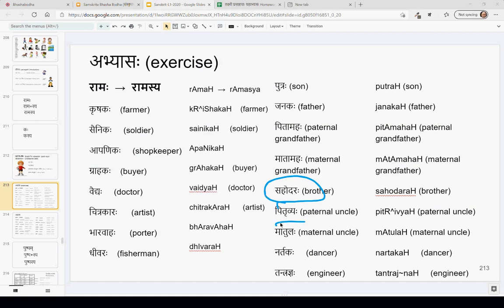Pitruvyaha. His paternal uncle. Here note that when we pronounce the Shashti Vibhakti, there is no visarga, there is no ha at the end. Okay? It is sahodarasya, not sahodarahasya. Like we have written here, Ramasya, there is no ha in it. Sahodarasya Pitruvyaha.